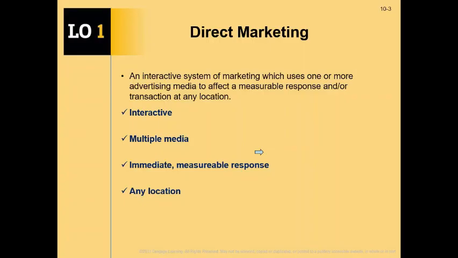So what is direct marketing? Like this example of a children book catalog that I showed you. What is direct marketing? It's an interactive system of marketing which uses one or more advertising media to affect a measurable response. So that's important, to affect a measurable response and or transaction at any location. So it's not simply a flyer and a conventional ad. This tries to be interactive in that it allows to establish a dialogue with consumers through multiple contacts.